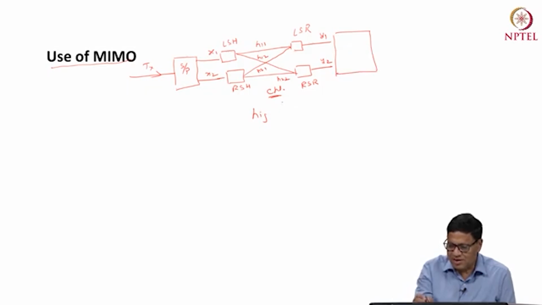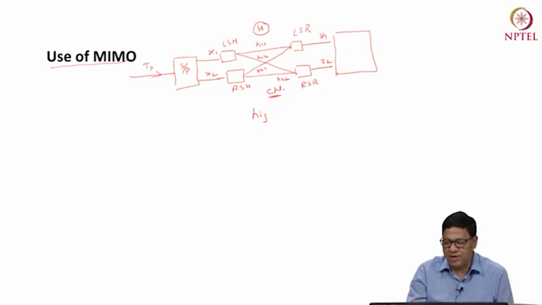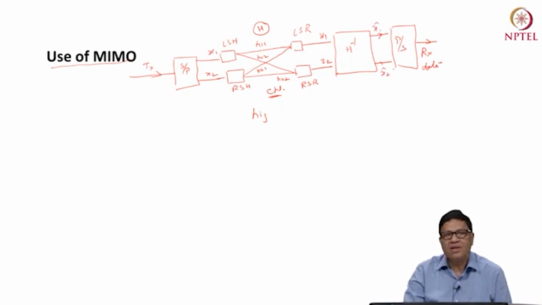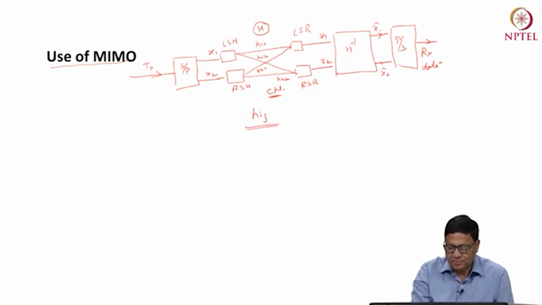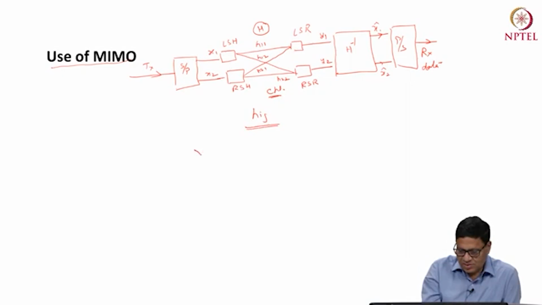So if this is H here, and it is a 2 cross 2 matrix, you can always take an inverse. So if you have an equalizer which has the characteristic H inverse, then what you get is, and this is some serial to serial, and this is your received data. So this is your estimate here, X1 estimate, this is X2 estimate, which is converted into serial, and you get the received data. So if you see the whole model, this is Y equal to Hx plus N. These N are vectors and H is a matrix.